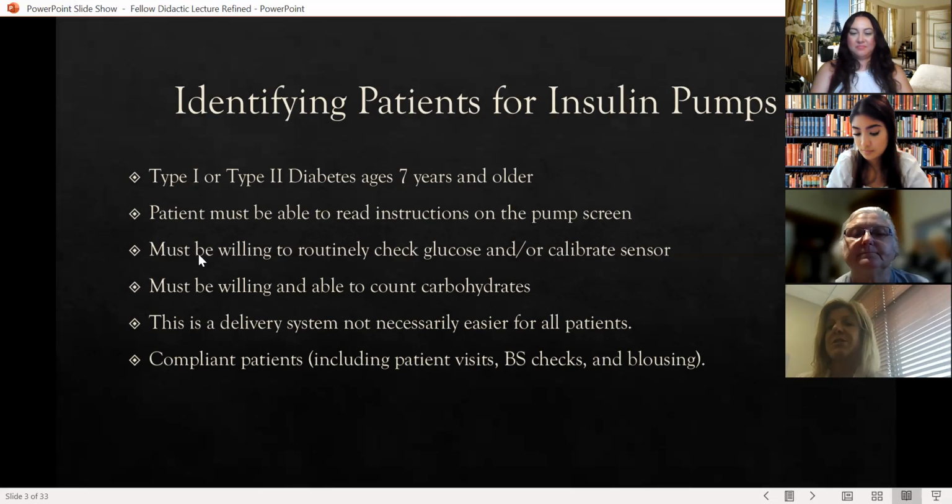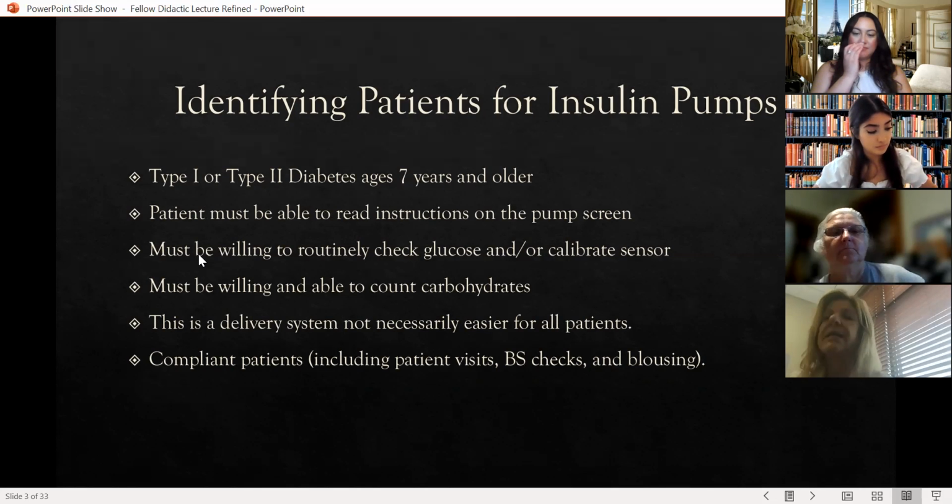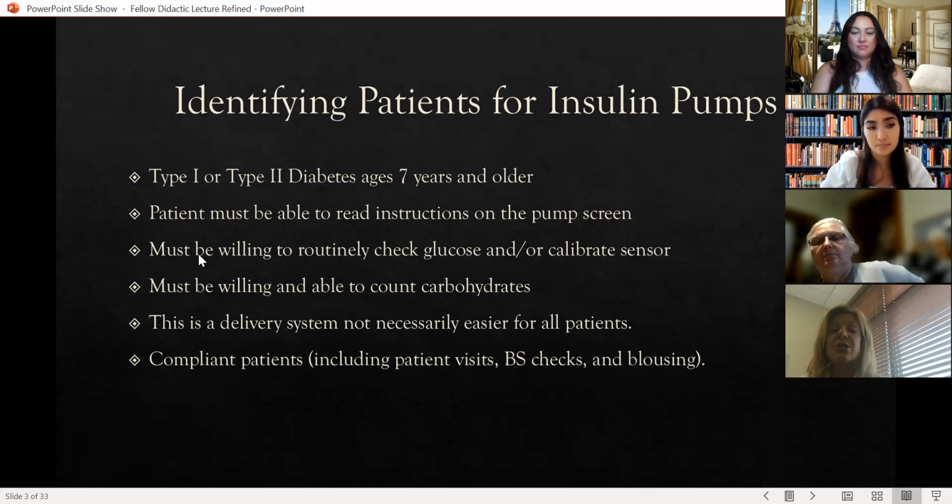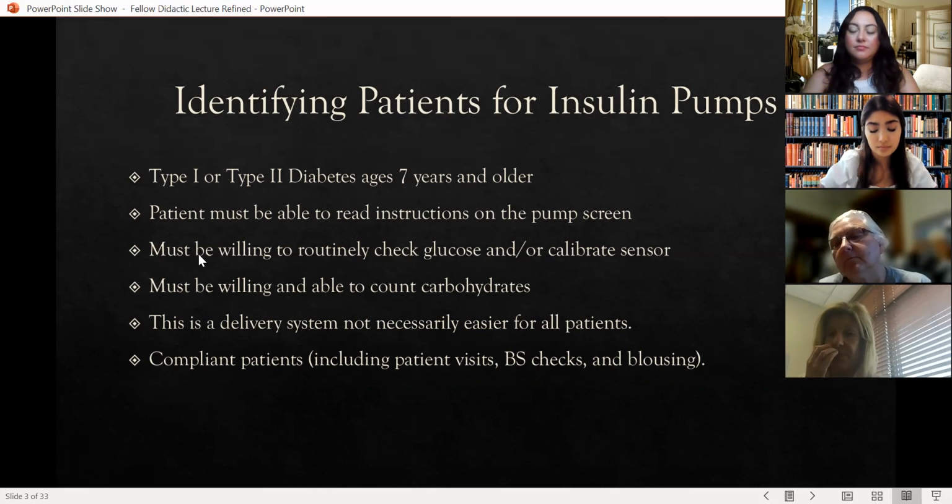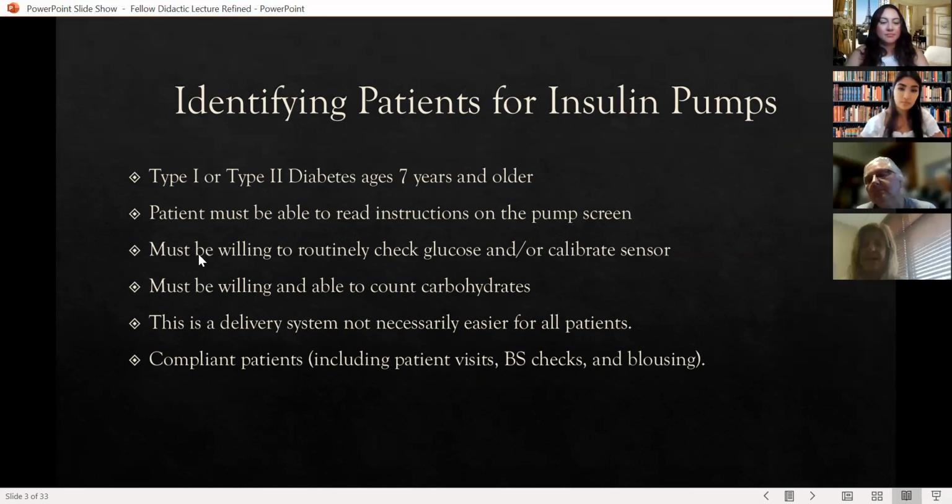Read instructions on the pump screen. So obviously reading, but that's also a vision issue. So I had a lady that was actually on a pump and was blind. And then when she actually got one of the newer pumps with the touch screen, it was a disaster. So she actually had to go back to her old pump and then actually had to be removed from her pump because then we couldn't get it, and her previous touching capabilities were not the same. So these touch screens are not for everyone.